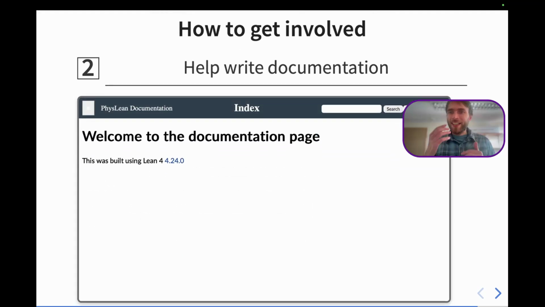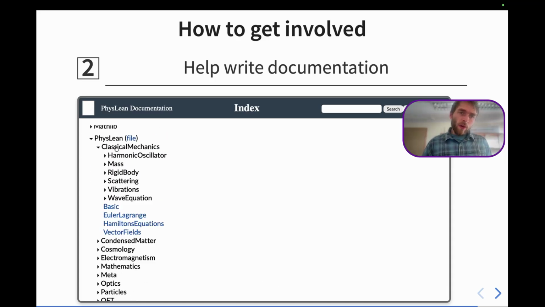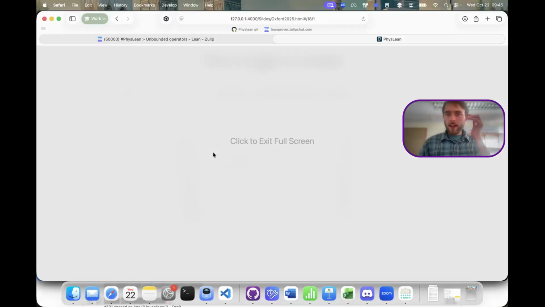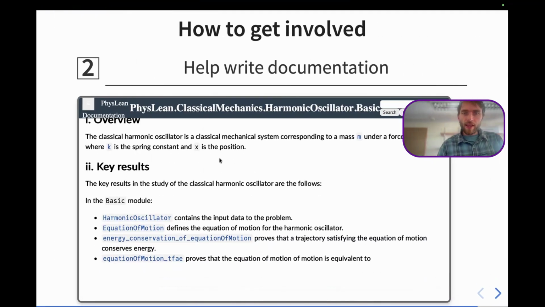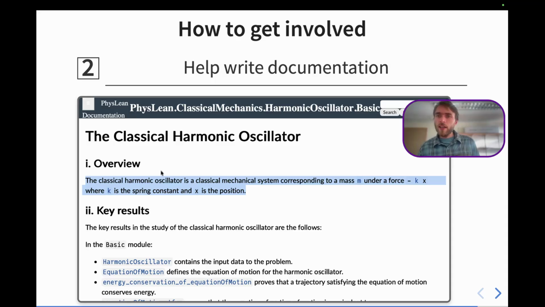The second thing you can do, sorry, I have a bit of a cold, this is why I'm sniffing a bit, is write documentation. This is what the documentation looks like, and if I go to the classical harmonic oscillator file, it looks like this. And this is generated from that Lean file. This is that docstring, this is this documentation, sorry, that I showed you earlier.